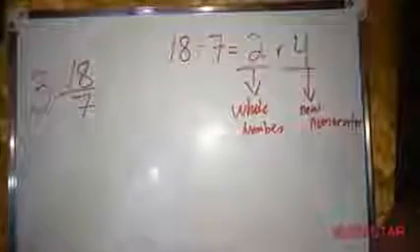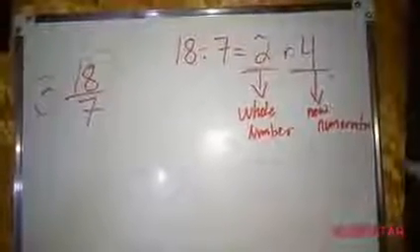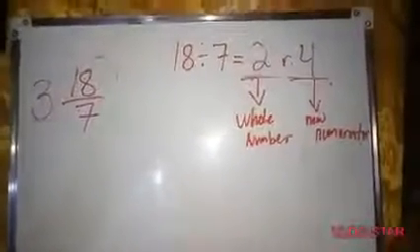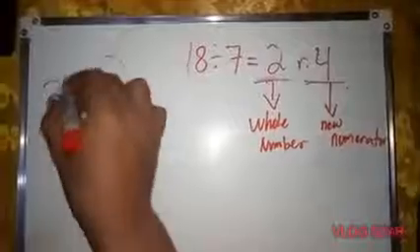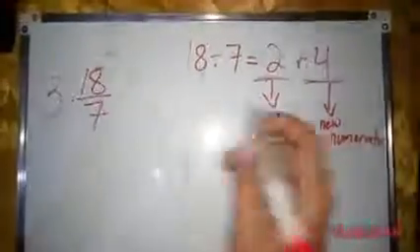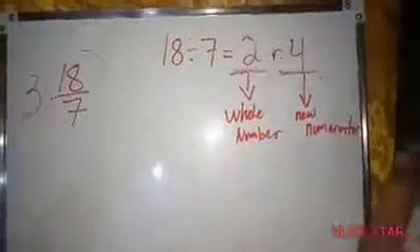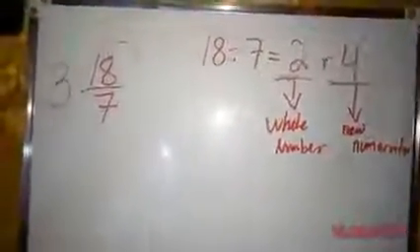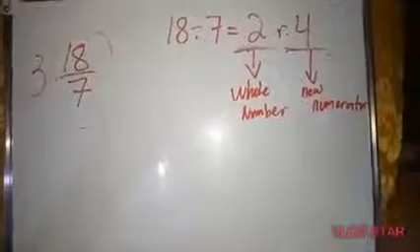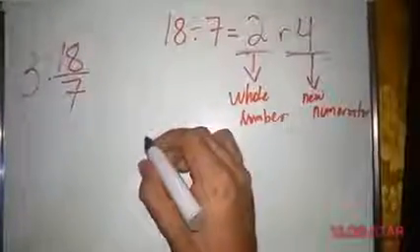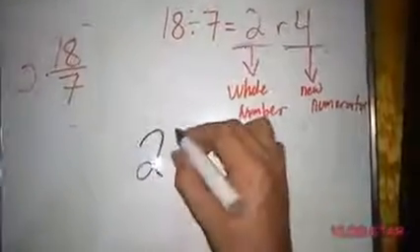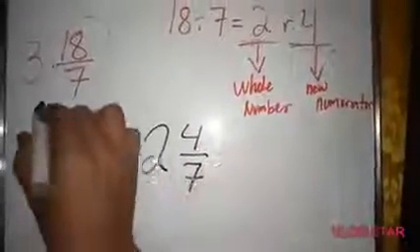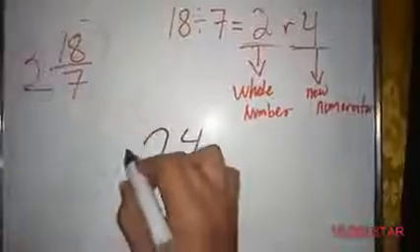What if the fraction part of the mixed number is an improper fraction, just like this one? We need to convert it into a mixed number, then later on we just add 3. So if we convert 18 over 7 into a mixed number, the answer is 2 and 4/7. And now we will add the whole number, which is 3.